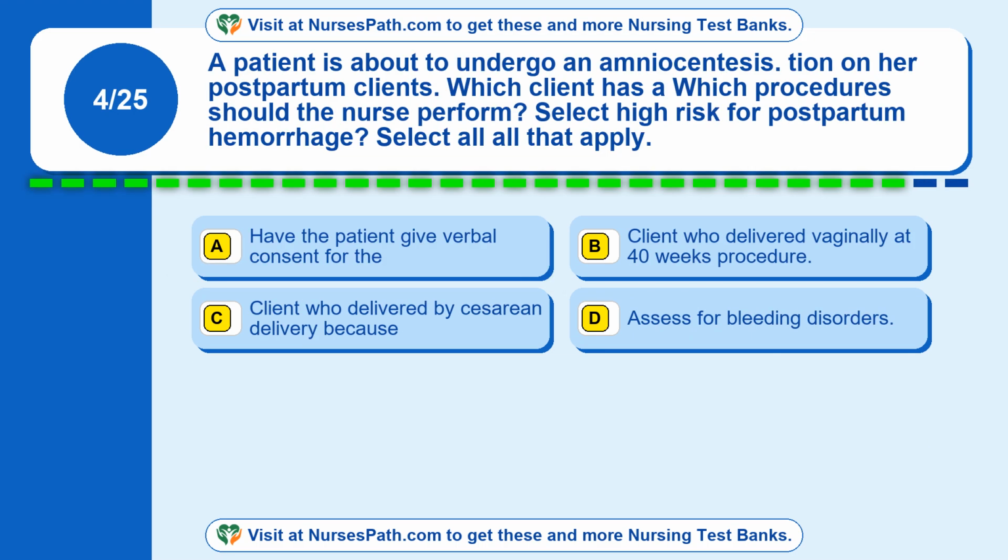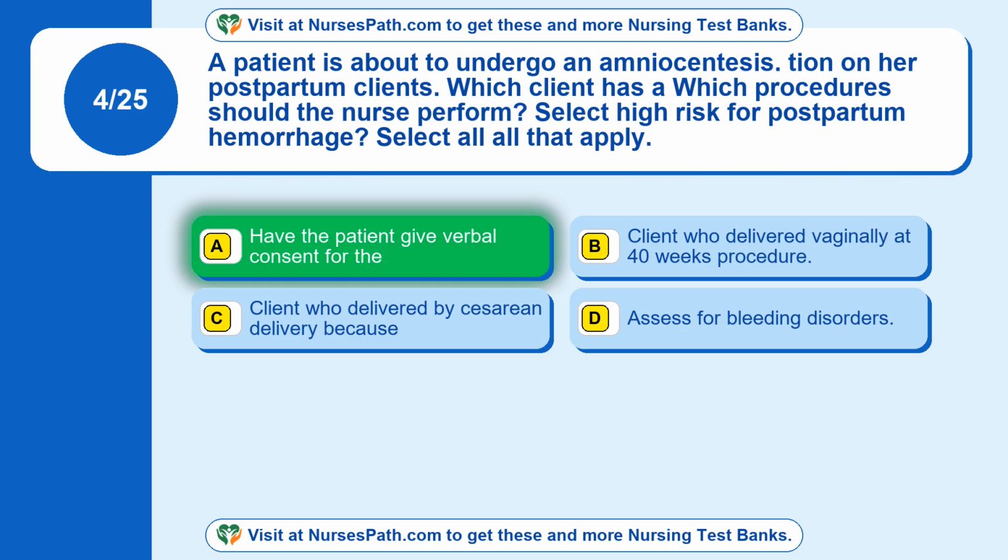Question 4. A patient is about to undergo an amniocentesis. Which procedures should the nurse perform? Select all that apply. Option A. Have the patient give verbal consent for the procedure. Option B. Client who delivered vaginally at 40 weeks. Option C. Client who delivered by cesarean delivery. Option D. Assess for bleeding disorders.